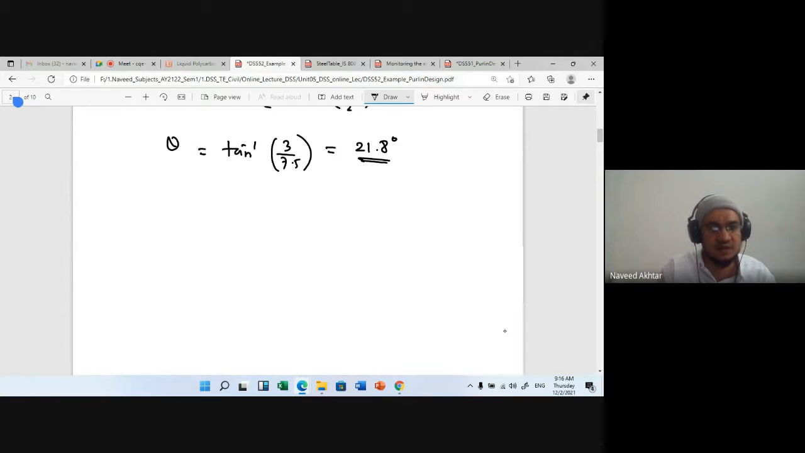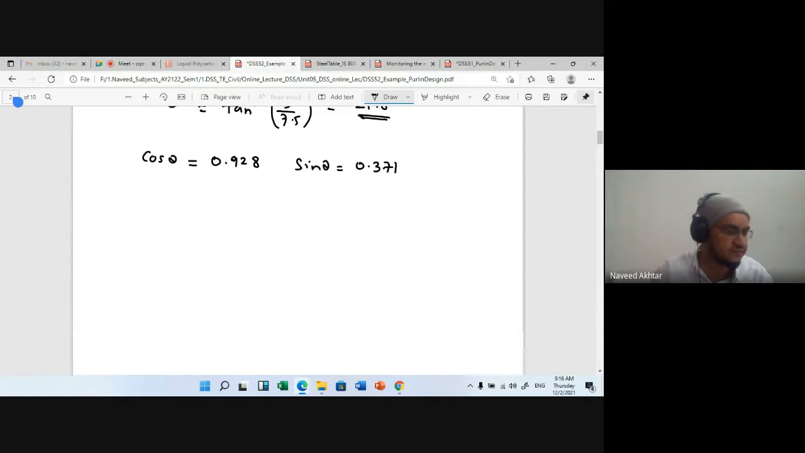If I write down the components, the horizontal component of theta is cos theta, so it is 0.928, and the vertical component of theta is sin theta, that is 0.371, because we know the angle. Now the load calculation, step number 2, load calculation.